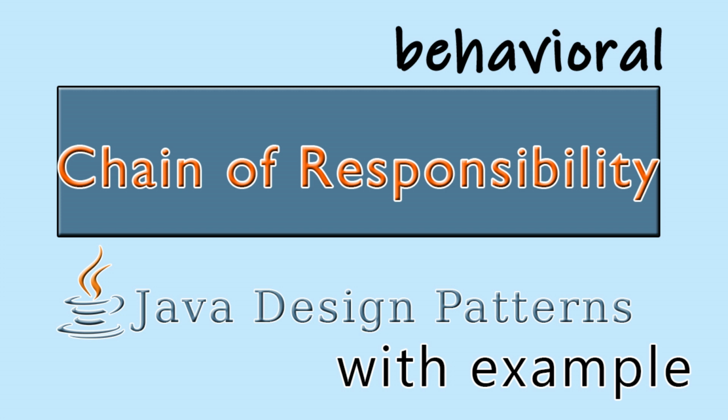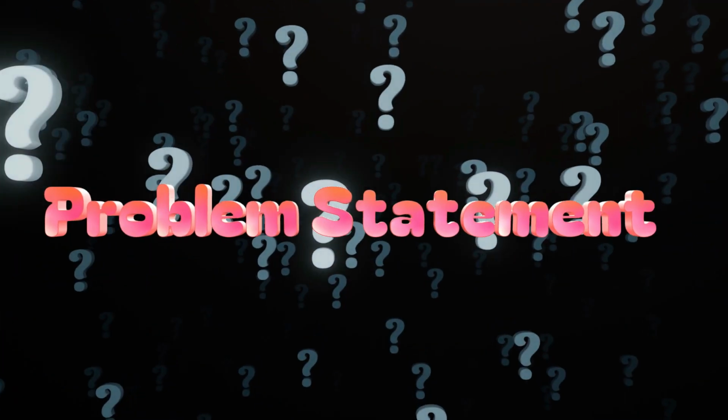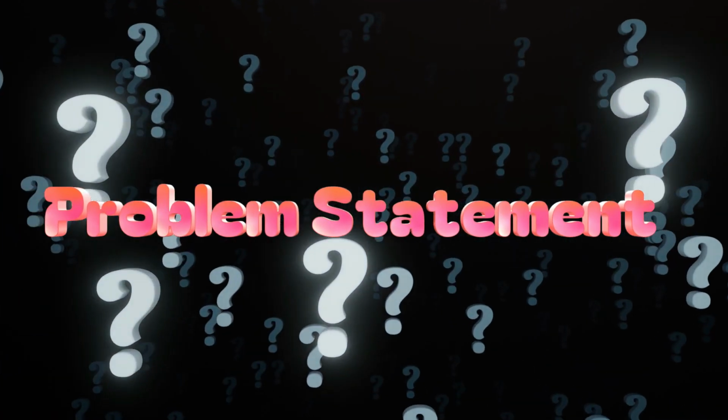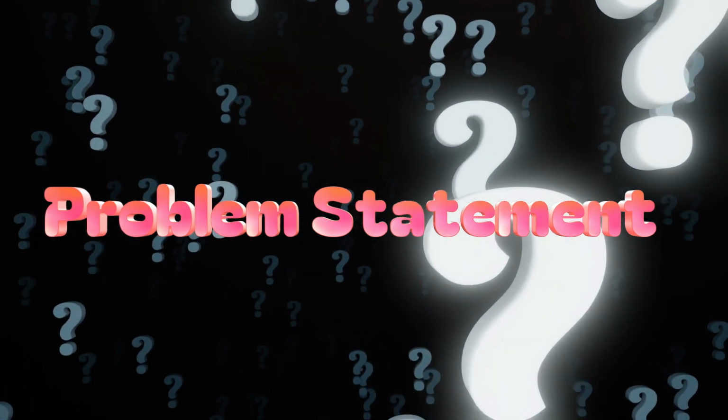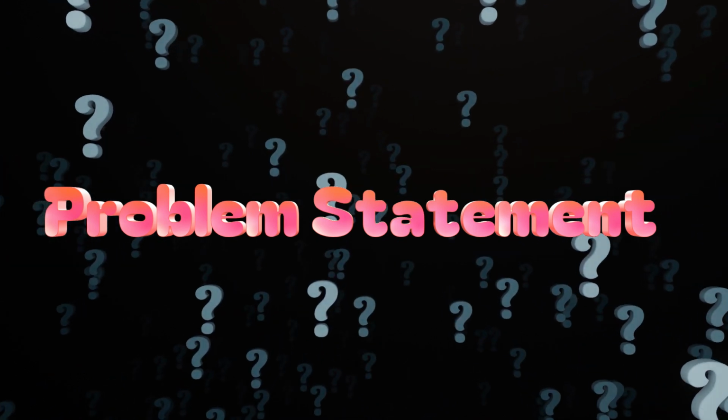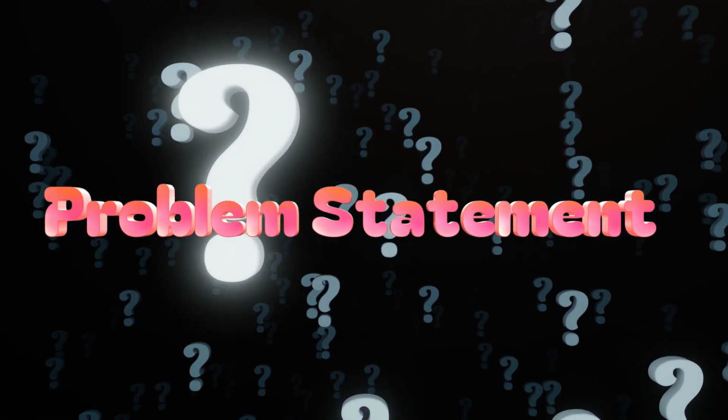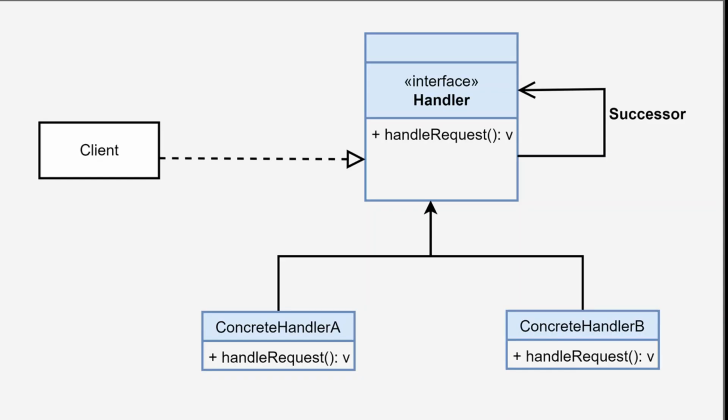Let's dive in. Before we jump into the intricacies of the chain of responsibility, let's understand the problem it solves. In many applications, there are scenarios where multiple objects may handle a request, but the specific handler isn't known until runtime. The chain of responsibility addresses this by allowing a chain of handlers to collaboratively process the request without the sender needing to know the exact handler.